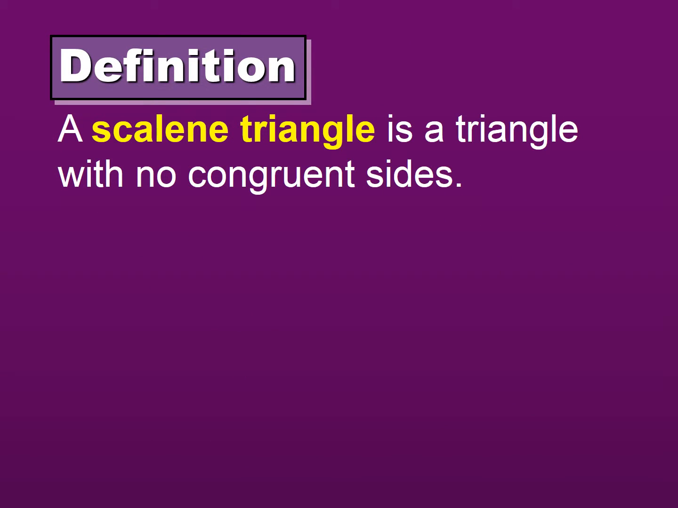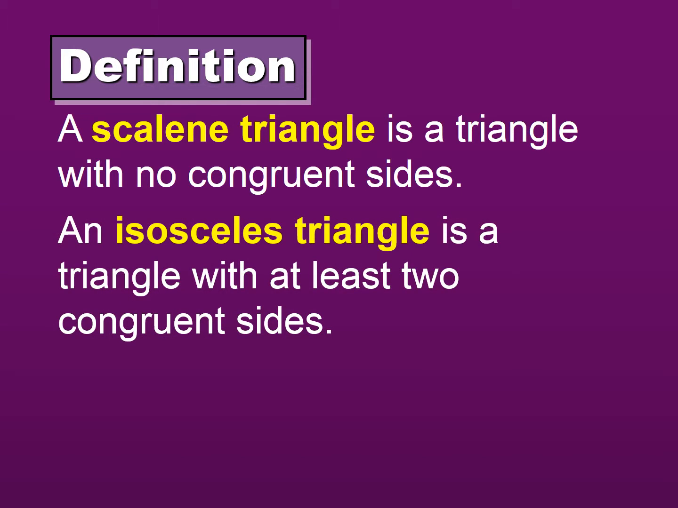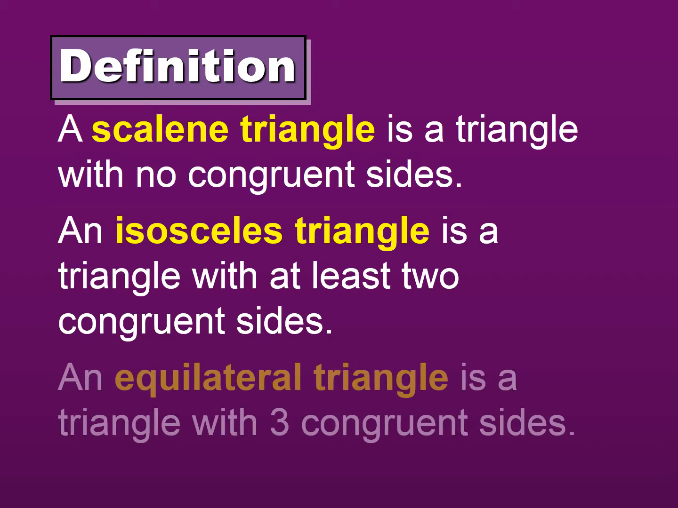Then let's talk about how we can classify triangles based on how many congruent sides they have. Remember, congruent means it has the same measure. So if the triangle has no sides that have the same measure, they have no congruent sides, that means it's a scalene triangle. An isosceles triangle has two congruent sides. And an equilateral triangle is a triangle with three congruent sides.